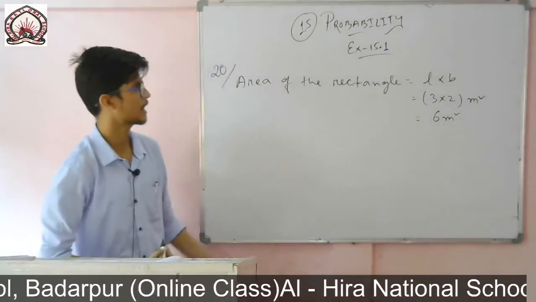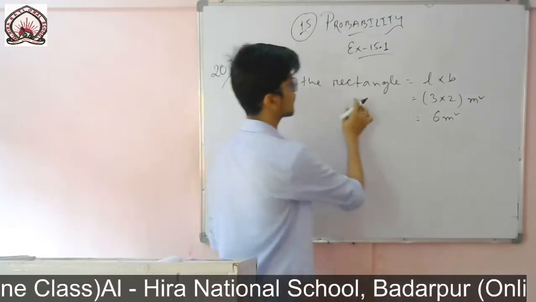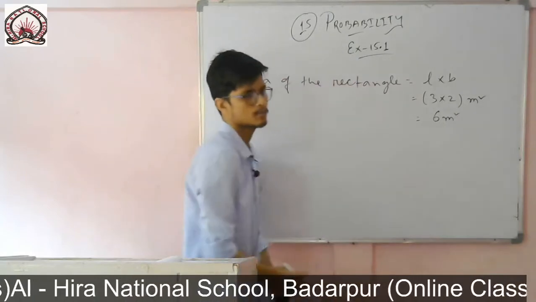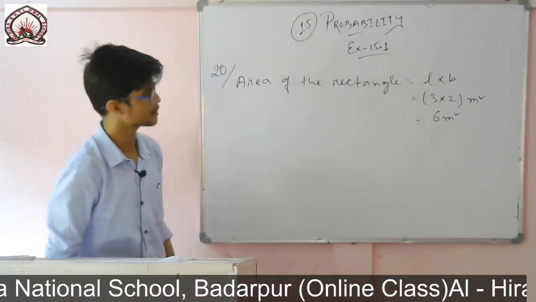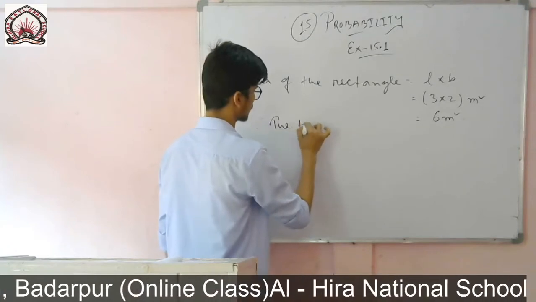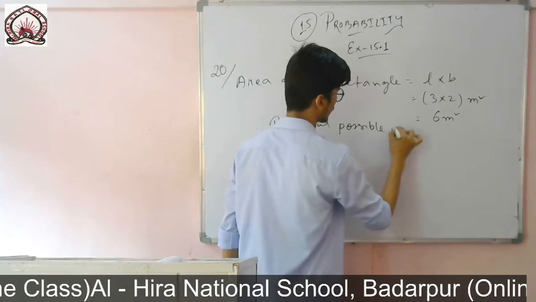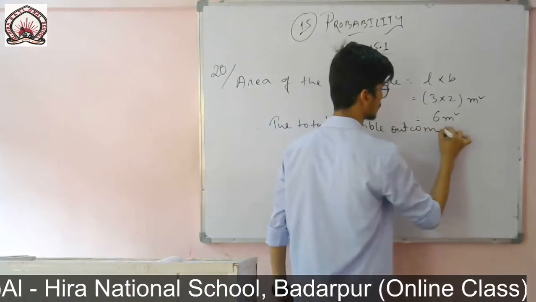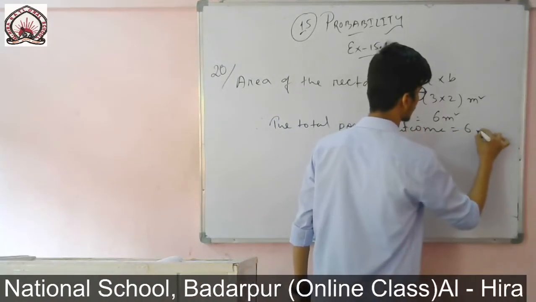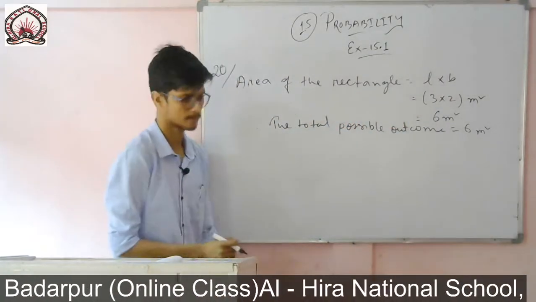So this is the area of the rectangle, and what I have said is that I will take this as the total possible outcome. So in this case the total possible outcome will be equal to 6 meter square. Therefore the total possible outcome will be equal to 6 unit.